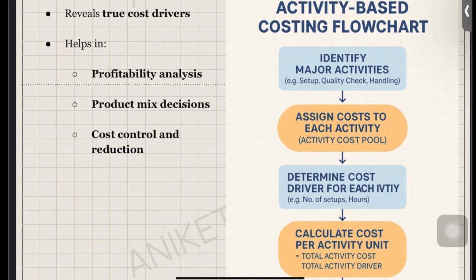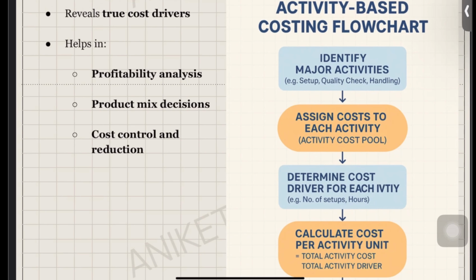Then each activity will have some cost. You have to take each activity as a pool. Like setup, let's take an example. What is the setup cost? This is not the setup cost for iPhone, or the setup cost for the computer. This is the total setup cost. So that is called activity cost pools.